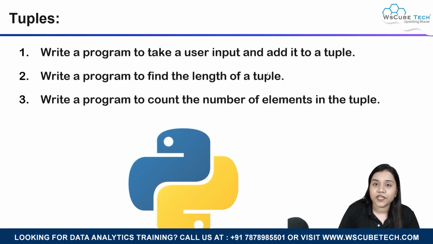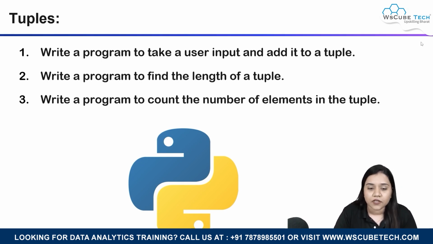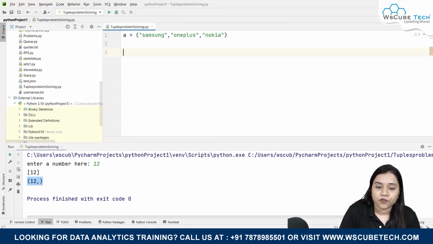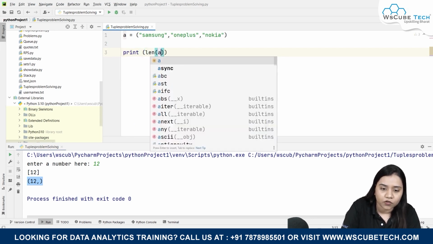Now moving ahead to our next question. Our next question says write a program to find the length of a tuple. So to find the length of a tuple is very simple. We will be using our length method over here. So I'm considering a case of tuple over here. We have a tuple A. All I need to do is find its length. So to find its length, all I need to write is print len of A.